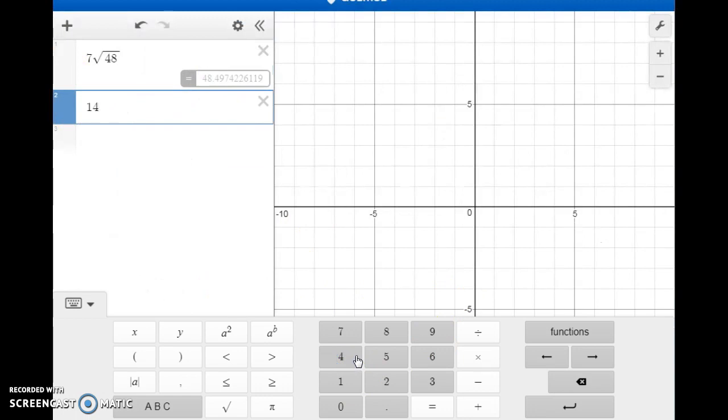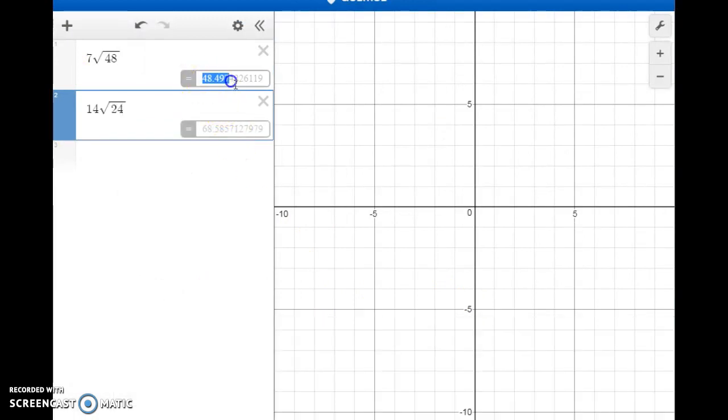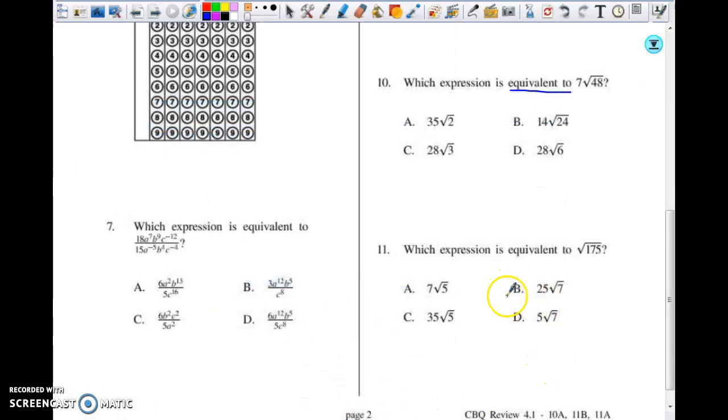14 square root 24. Did those give us the same numbers? No. So are they equal? No. So they're not equivalent. So it's not B. So that's how you check it. To save time, I'll eliminate one more for you. So I'll go ahead and eliminate D.